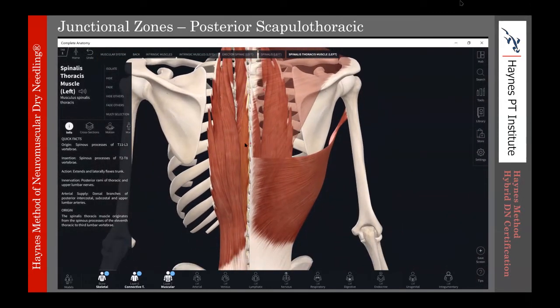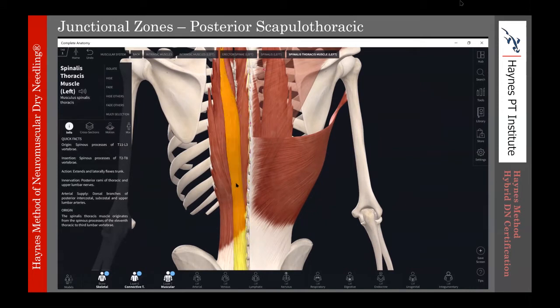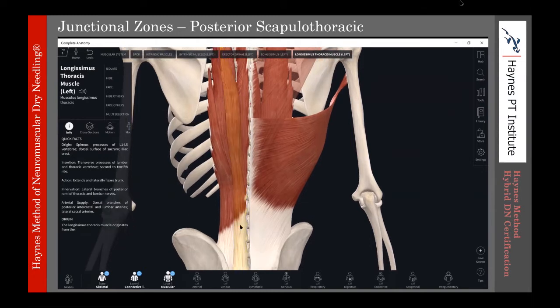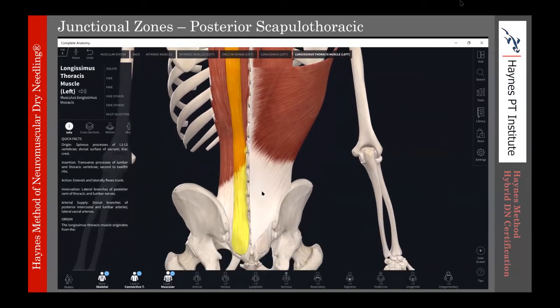Let's look next at longissimus. 3 distinct muscles with longissimus. The biggest is longissimus thoracis. I still refer to it as lumborum in the lumbar spine, but its origin, spinous process of L1 through L5, in the dorsal surface of the sacrum and a little bit over to the iliac crest. It inserts into the transverse process of the lumbar and the thoracic vertebra, and the 2nd to the 12th ribs.